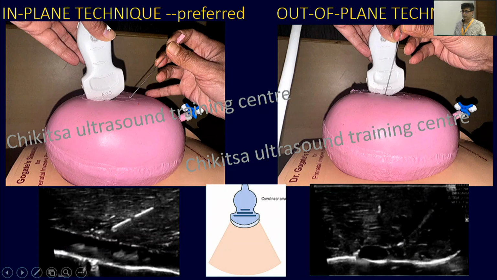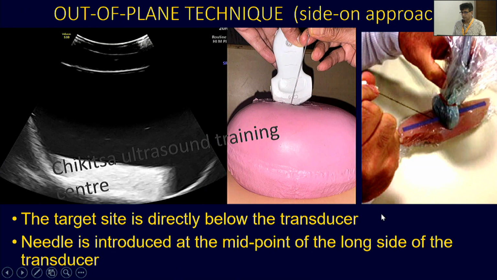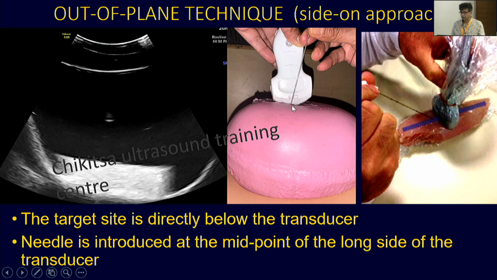So you have an in-plane technique here, and an out-of-plane technique here. You can see the needle positions are different. In the in-plane technique, the needle position is here, and in the out-of-plane technique, the needle position is here. Visualization of the needle is complete in the in-plane technique, and in the out-of-plane technique, you see it as a small dot. First we'll look at the out-of-plane technique.